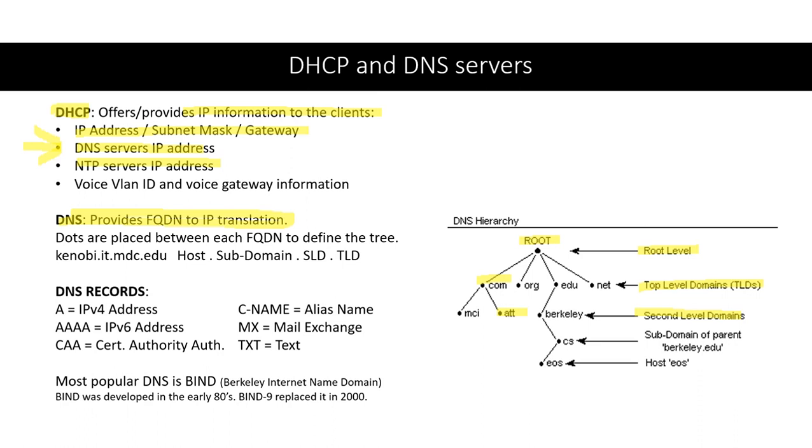So the fully qualified domain names are actually built in a format separated by periods, where you get your host dot, your subdomain dot, second level domain dot, top level domain. So kenobi.it.mdc.edu means that it's within Miami-Dade, there's a subdomain for IT, and the machine host is Kenobi.